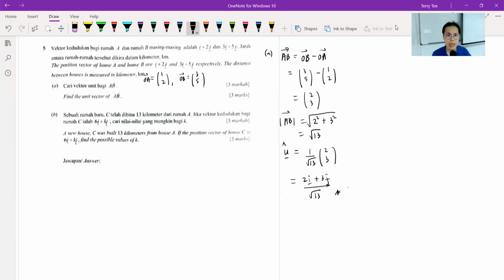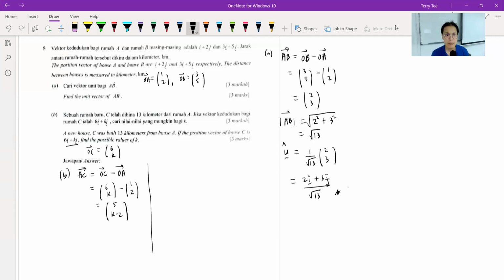Part B. A new house C was built 13 kilometers from house A. The position vector of house C is given as 6i plus kj, meaning OC is (6, k). We are supposed to find the possible values of k. For me, I will find vector AC first. As I say AC, we can use OC minus OA, the second letter with respect to O minus the first one with respect to O. My OC is (6, k), my OA is (1, 2). If you put them together, you get (5, k minus 2).